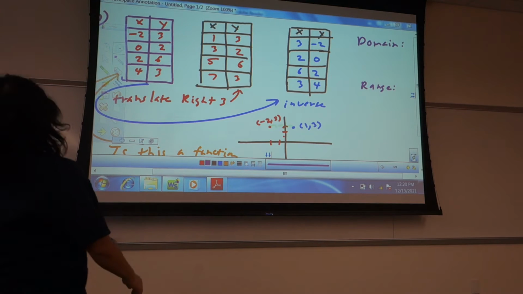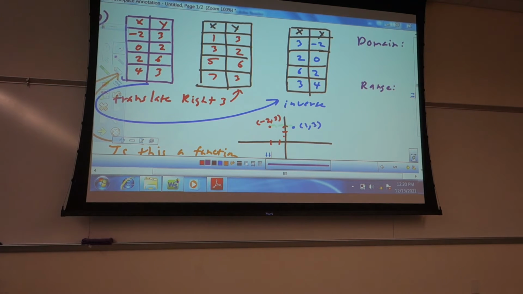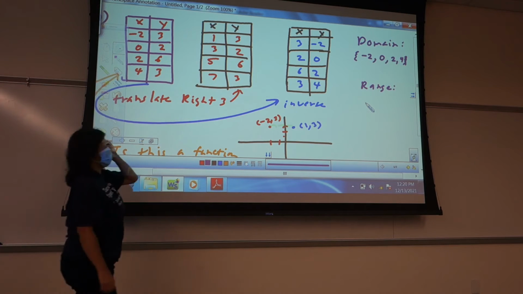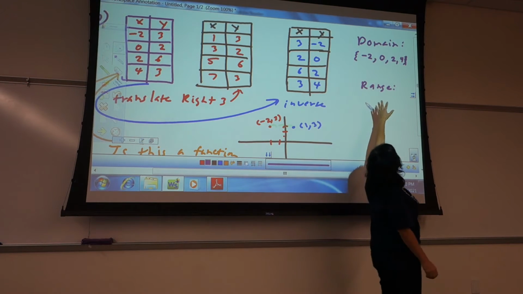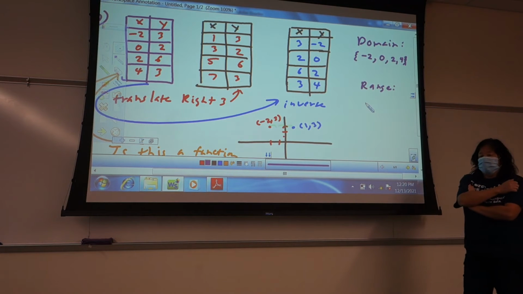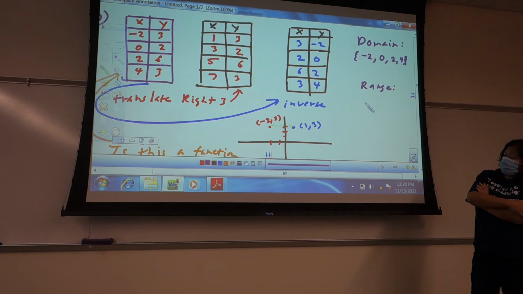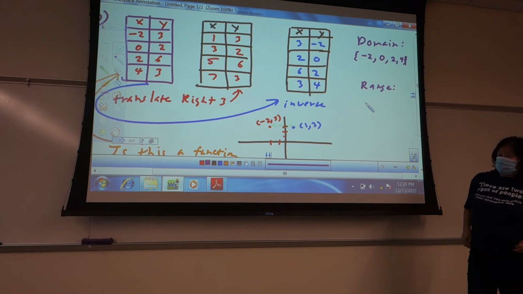All right, so my domain, what can x be? Yep, it can be -2. X can also be 0. It can be 2. It can be 4. So we put those inside the squiggly lines. Set notation means you write it as a set, inside squiggly lines. I'm not going to ask for set notation, we'll just write it as a set.